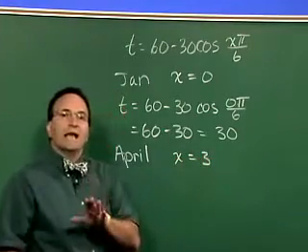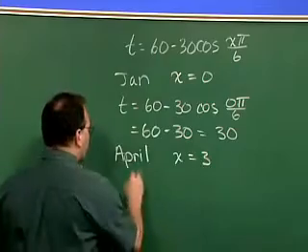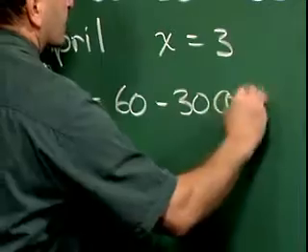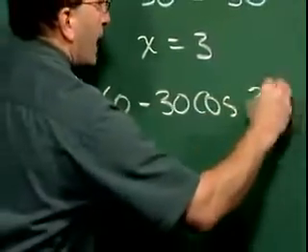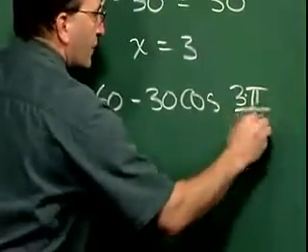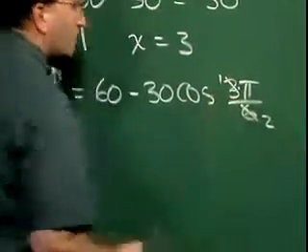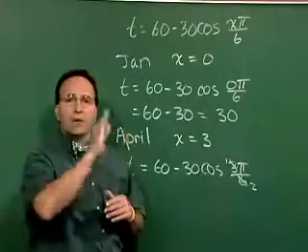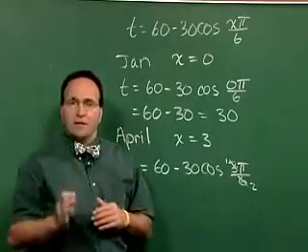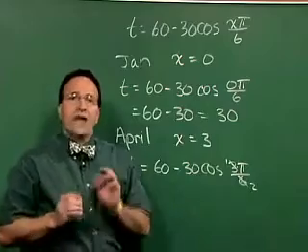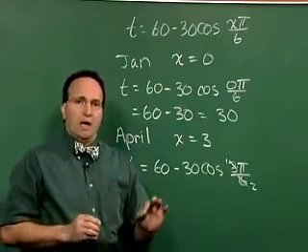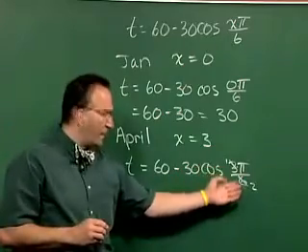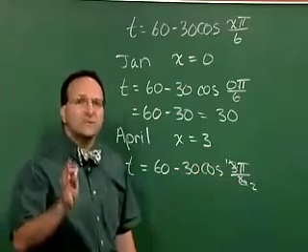And so we plug x equals 3 into the equation. So T equals 60 minus 30 times cosine of 3 pi over 6, which reduces to pi over 2. Now, pi over 2, on the unit circle, is along the y-axis. So that point would be 0 comma 1. So the cosine of pi over 2, the x value, is 0.